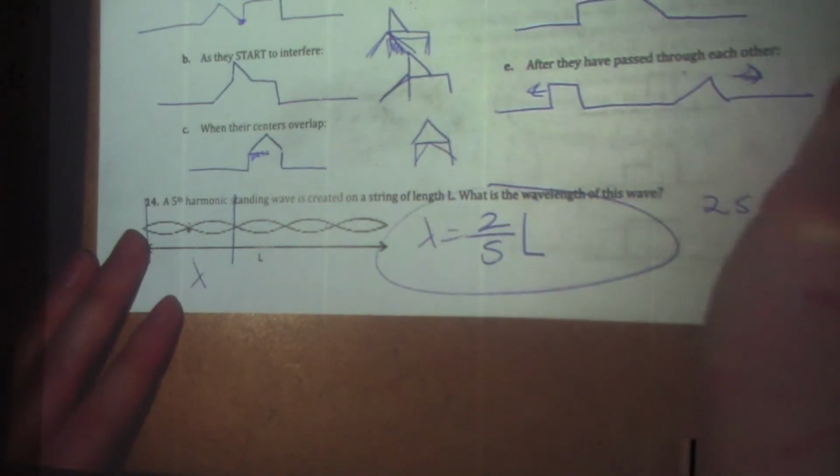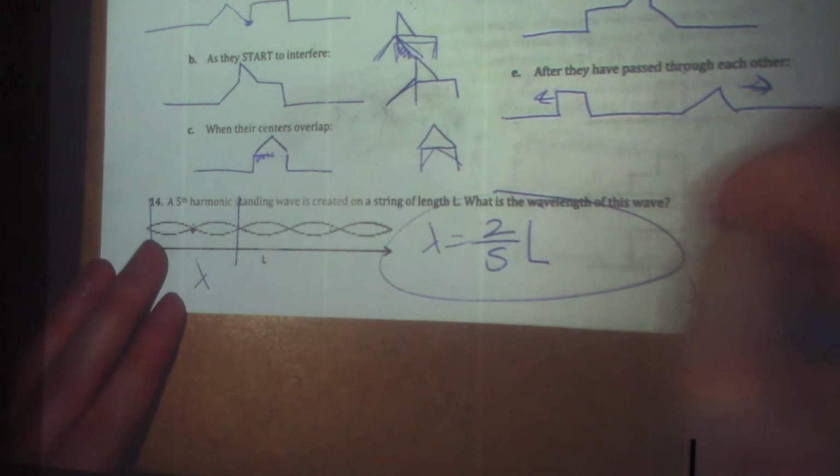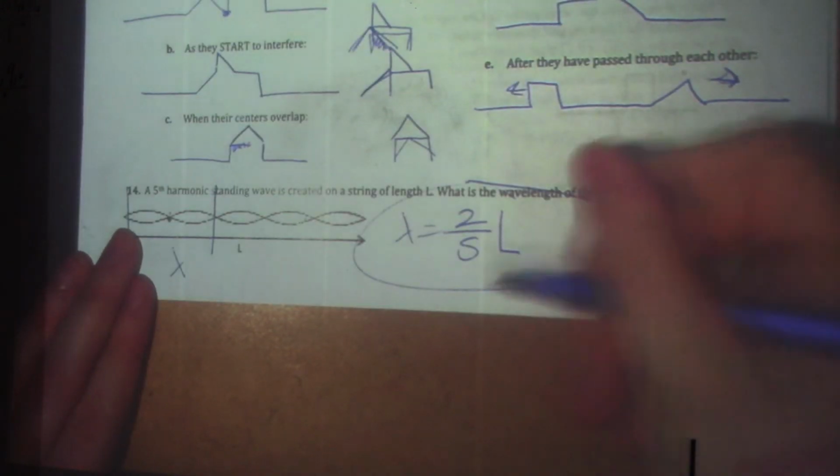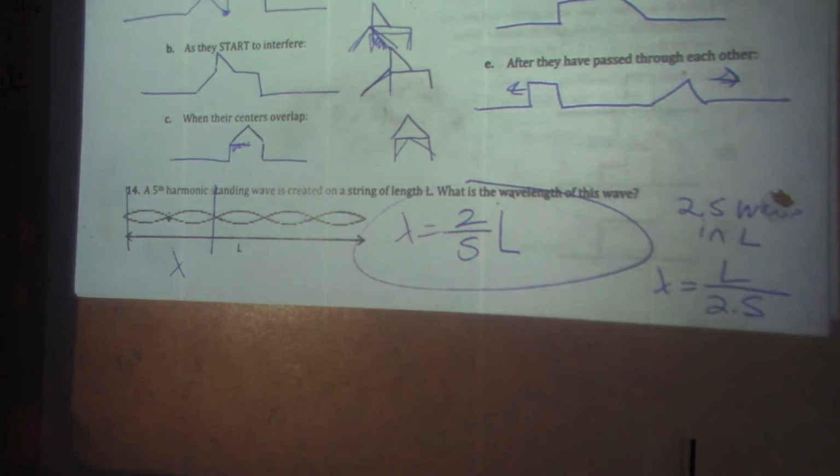Some of you counted up how many waves you have. So you have 1 full one, 2 full ones, 2.5. So you have 2.5 waves in a length L. So the length of one wave would just be L over 2.5, which is 5 halves, which gets flipped over to 2/5.